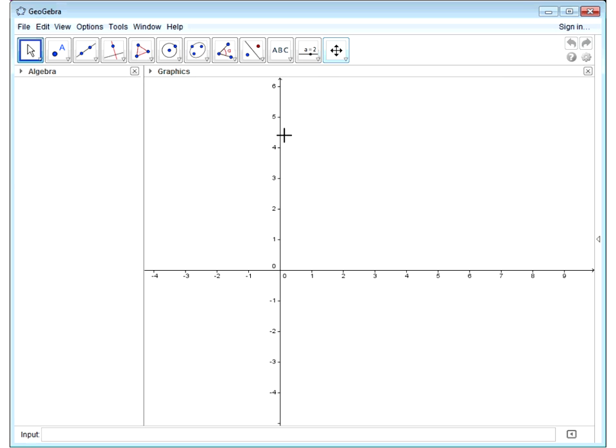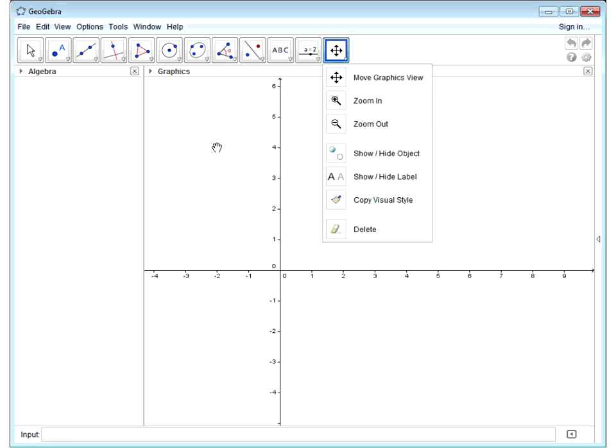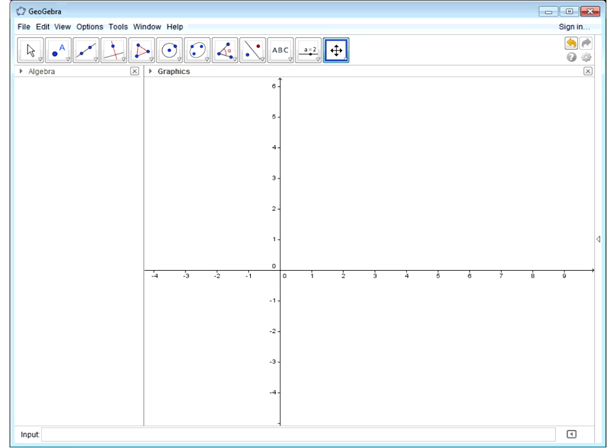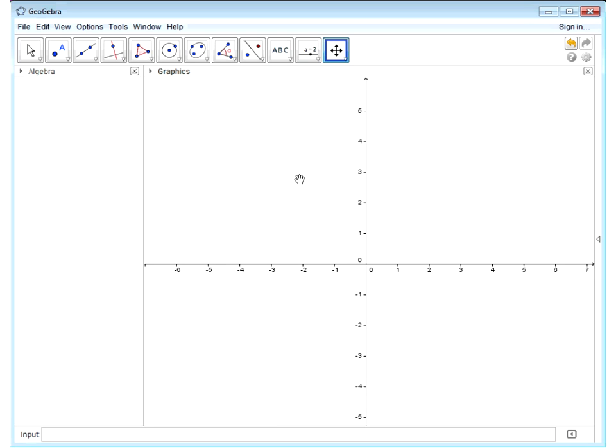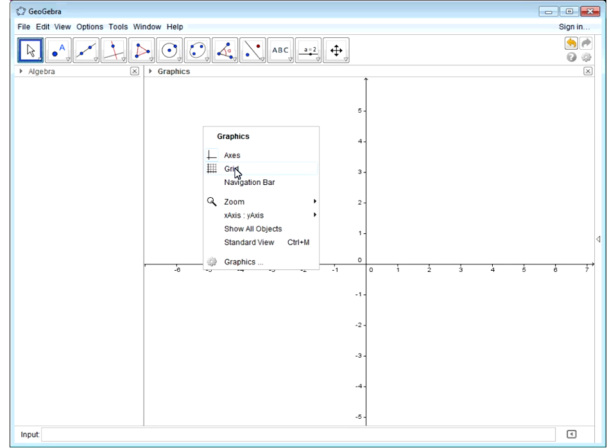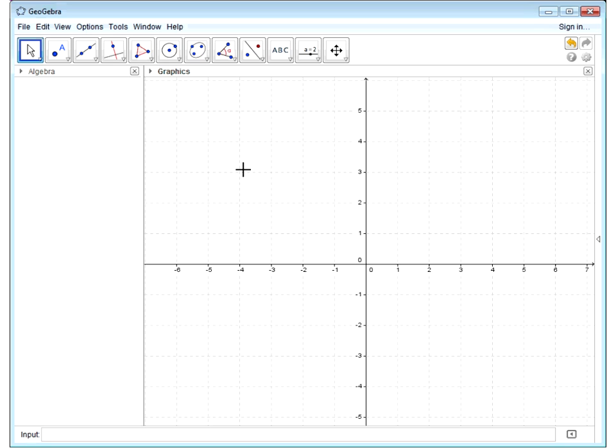Now you'll notice my X and Y axes are not centered, so over here on the far right I've got a Move Graphics view. I'm going to click that, and it turns into a little hand. I can just grab, I left click, and kind of move it around where I would like it to be. And then let's make sure that we're showing our grid lines here. To do that, I'm just going to right click, and it says grid here. I'm going to select grid.